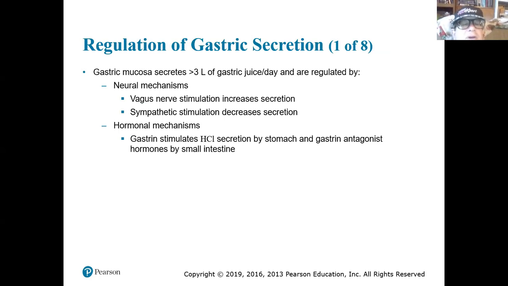So your gastric mucosa makes 3 liters of gastric juice every day, more than 3. And we regulate it with the vagus nerve saying to make more secretion, the sympathetic saying to make less. That makes sense. Let's back up. Vagus is parasympathetic. Anyway, so hormonal mechanisms. Gastrin, remember, is made at the bottom of the gastric pit. Gastrin stimulates hydrochloric secretion by the stomach, and there are gastrin antagonistic hormones from the small intestine.